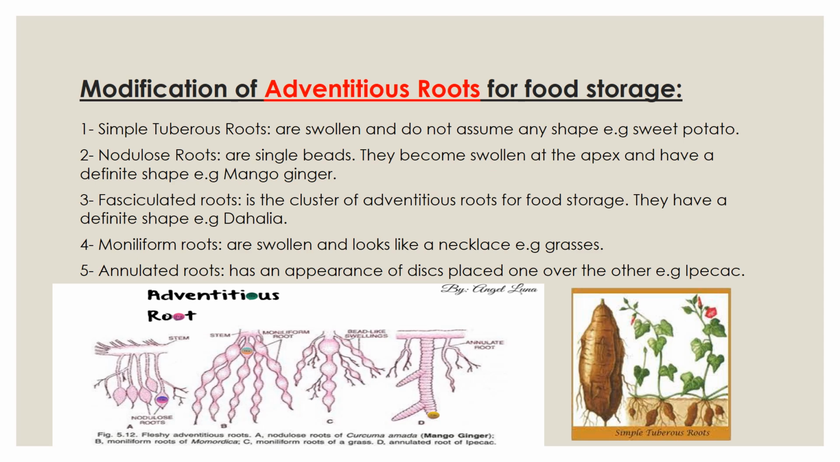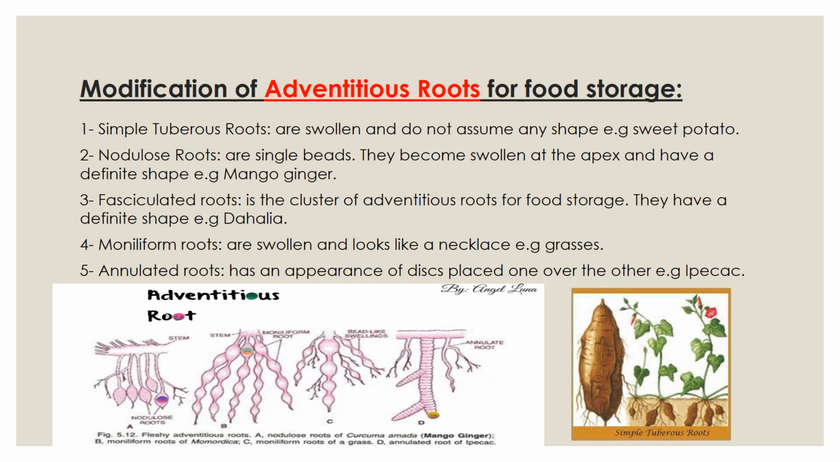The characteristic of this one is it's swollen and does not assume any shape. There is no certain shape of this one, but it's swollen. For example, it's a sweet potato. As in the picture on your right hand, it's a sweet potato. It's an example of a simple tuberous root. It's swollen and does not have the same shape.